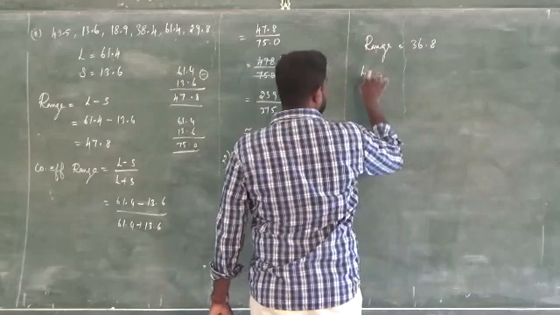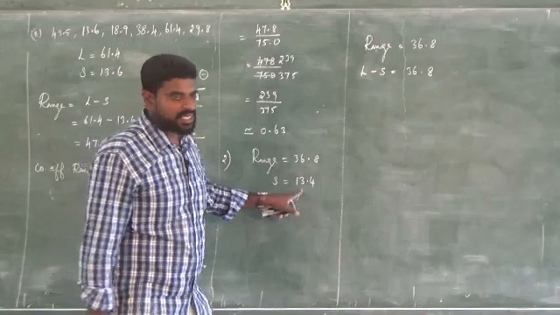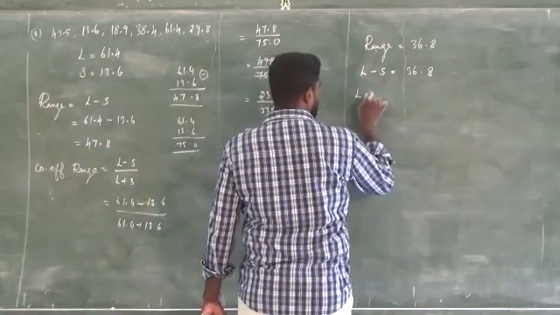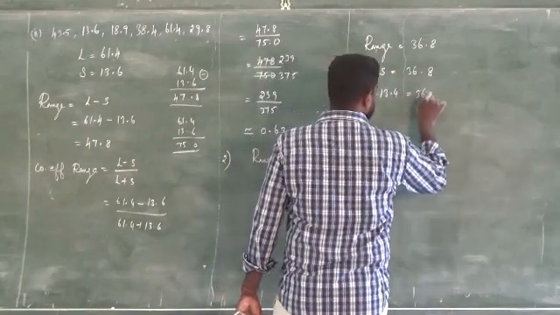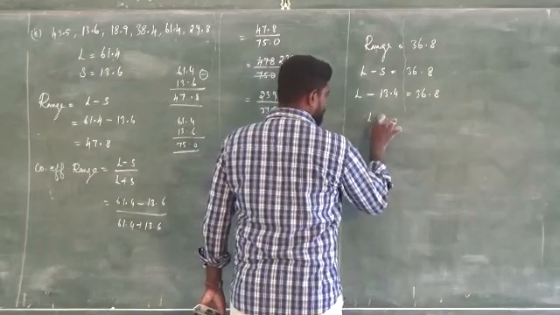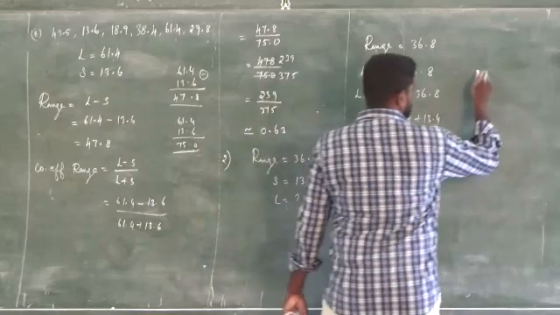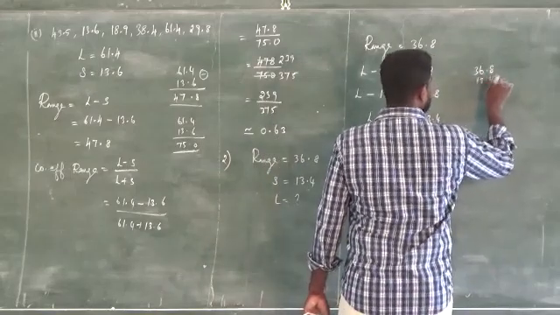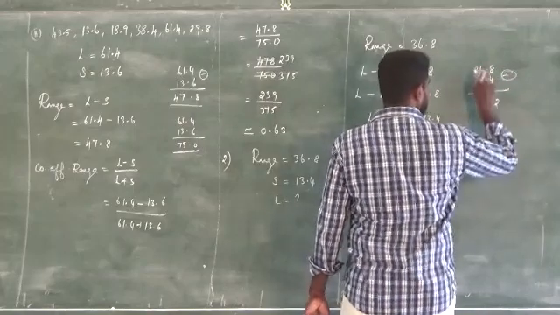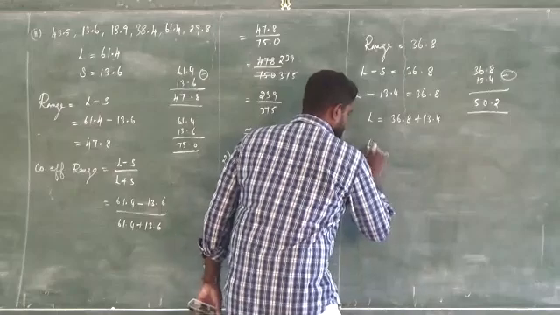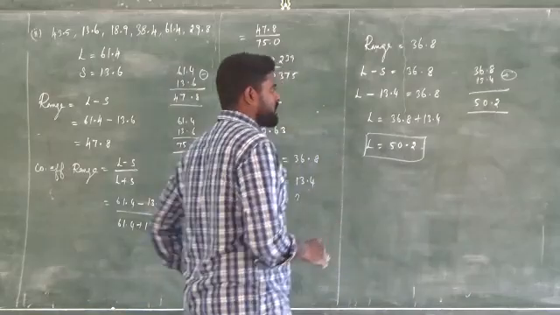So instead of range I can write the formula L minus S equal to 36.8. What is the smallest value? 13.4. We don't know the largest value, so L minus 13.4 is equal to 36.8. So L equals 36.8 plus 13.4. 8 plus 4 is 12. 3, 9, 10, 4, 5. So the answer is L is equal to 50.2. So this is the largest value of the given data.